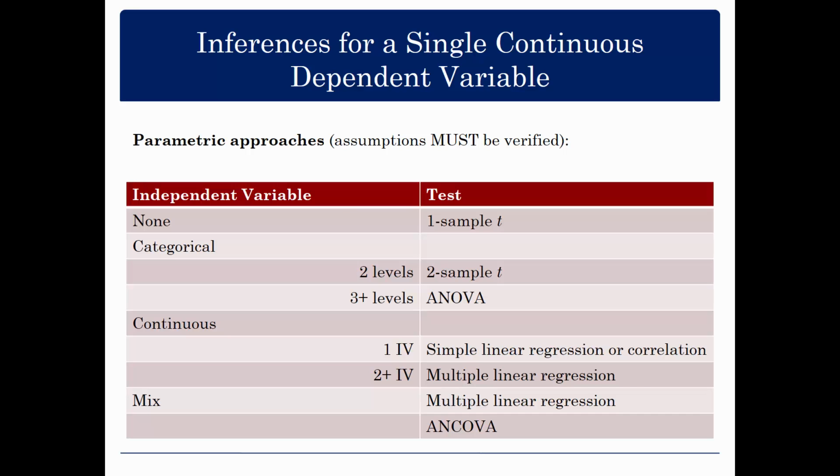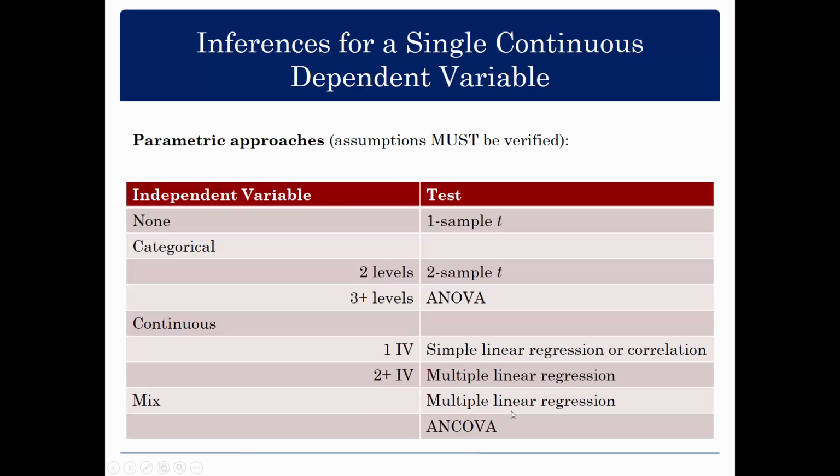I'm trying to think of an example. I've got some examples later on, but that would be simple linear regression or maybe even correlation. If you have two or more independent variables and a continuous dependent variable, that would also be linear regression, but now you have multiple predictors, X1 and X2, for instance. If you have a mix of continuous and categorical X's or predictors, that would also be multiple linear regression.